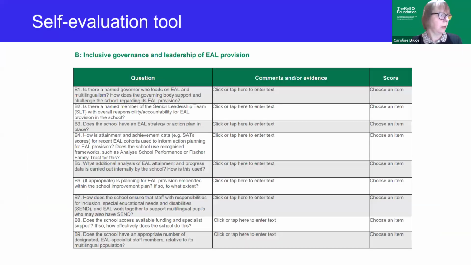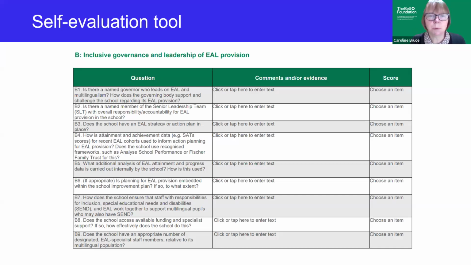Fabulous. So just a quick reminder of what the main tool looks like. For each of the 8 dimensions, the evaluation tool provides a set of questions that prompt you to consider various aspects of EAL provision for that dimension. For example, here, you can see dimension B, inclusive governance and leadership of EAL provision. And it asks, is there a named governor who leads on EAL? Is there a member of SLT with overall responsibility for EAL? Does the school have an EAL strategy or action plan in place, and so forth?